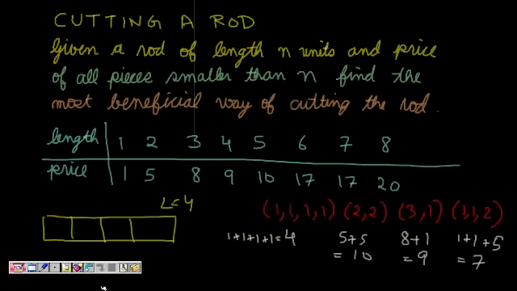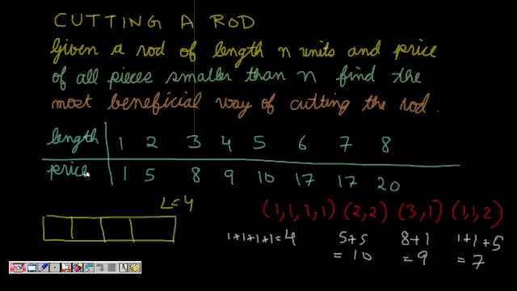So our question is cutting a rod and we have to find the best price. The question is as follows: given a rod of length n units and the prices of all pieces smaller than or equal to n, find the most beneficial way of cutting the rod.